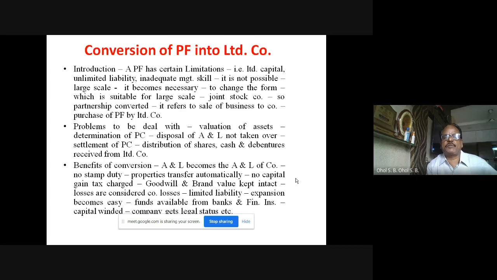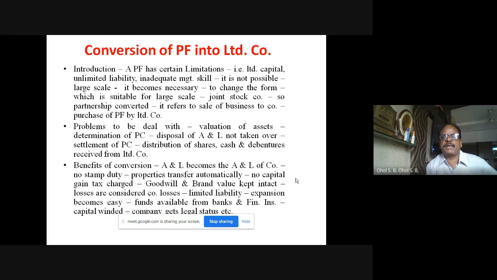Then, capital is widened, and increasing of capital is there. If 3-4 crores of capital is with the partnership firm, then it becomes 20 crores, 25 crores, whatever it may be. So widening of capital is also possible in the limited company.